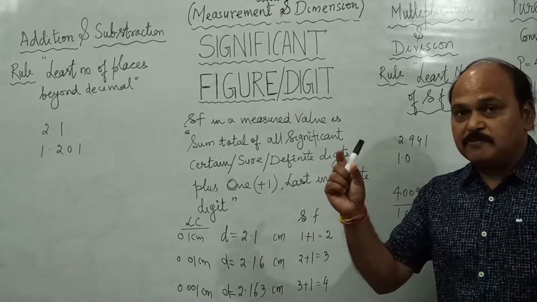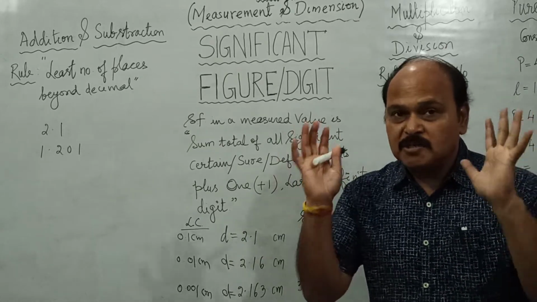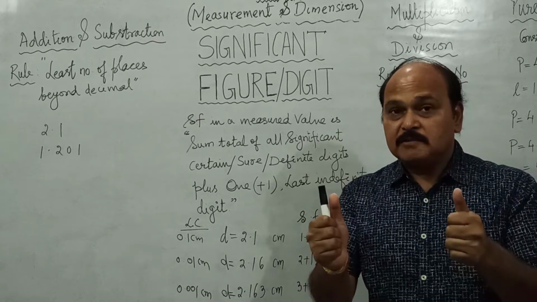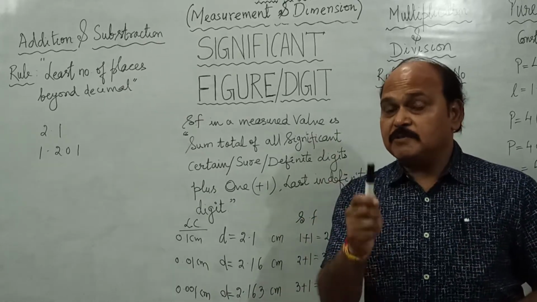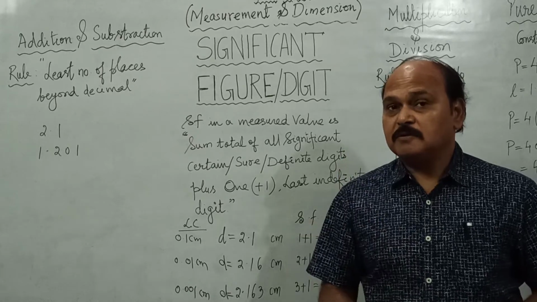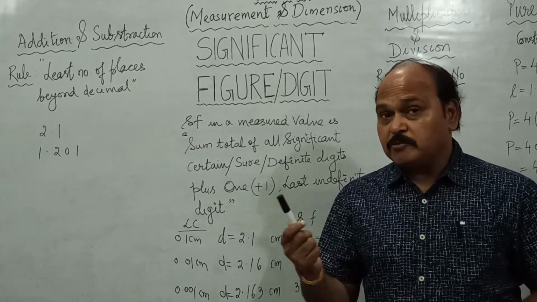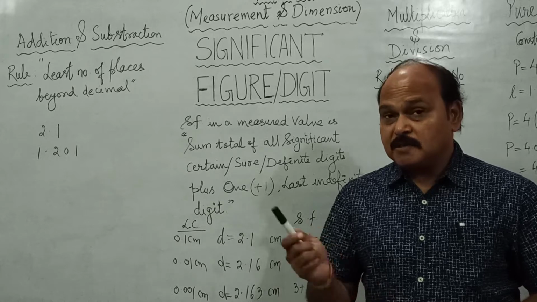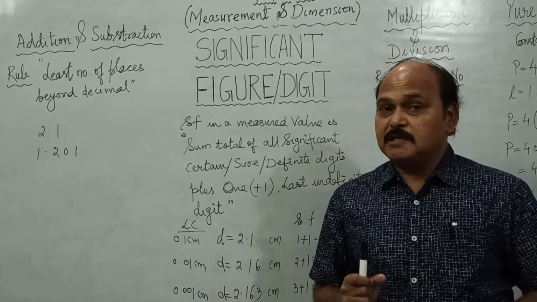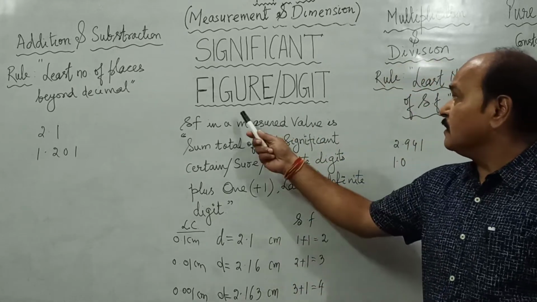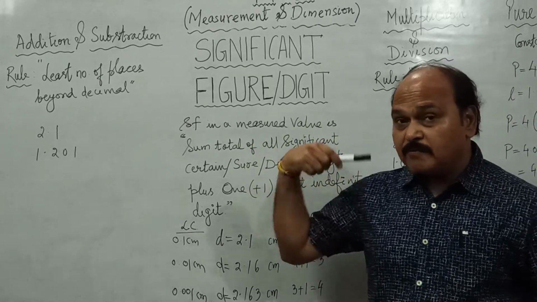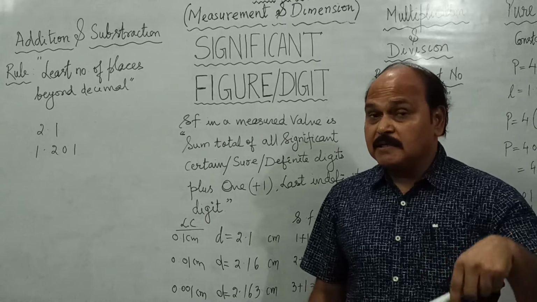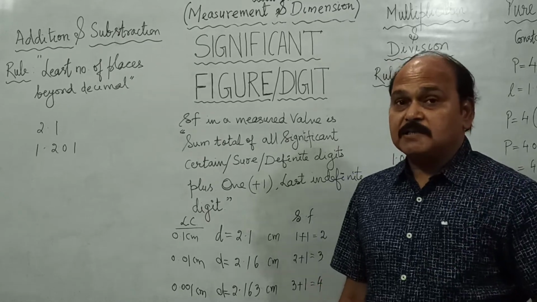So in any measured value from an instrument, sum total of all digits which are sure, about which we are sure, and the last digit about which we are not sure, we are uncertain about the last digit. This sum total of sure as well as unsure digit is what is called significant figures. So always there is an element of doubt, an uncertainty associated with the last digit of the measurement.